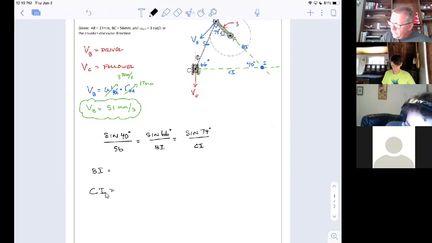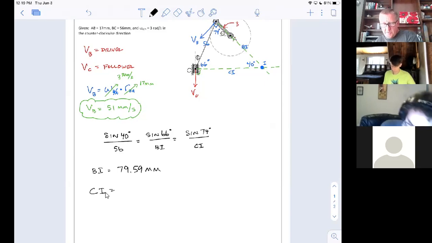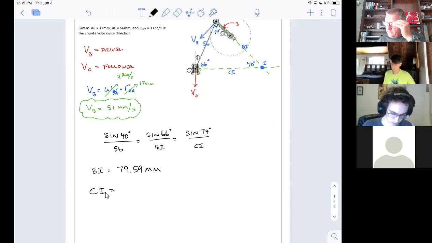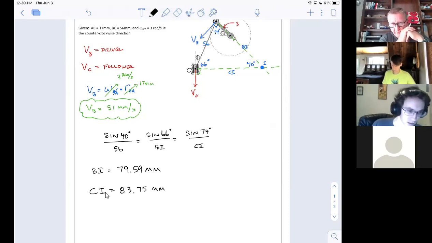That gave me BI as 79.59, which would be millimeters. And if I retype that in my calculator, replacing the sine of 66 with the sine of 74, all the math is the same, and I get 83.745 or 83.75. Yeah, that quite matches what I've got. Let me double check.